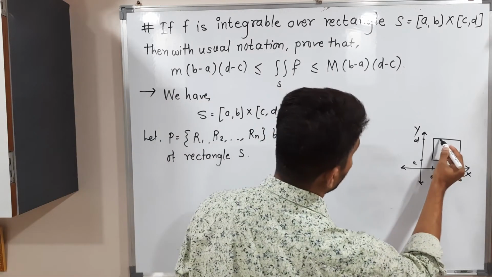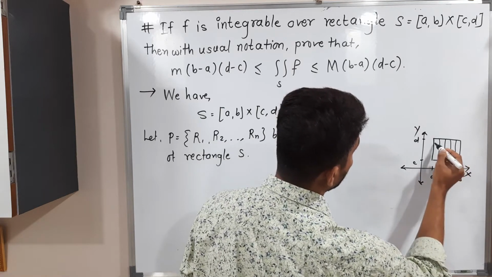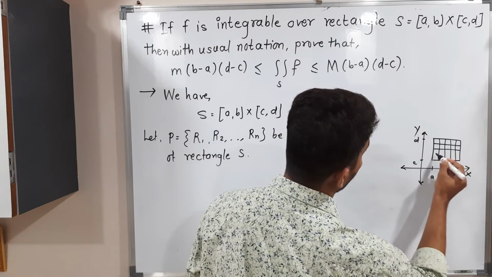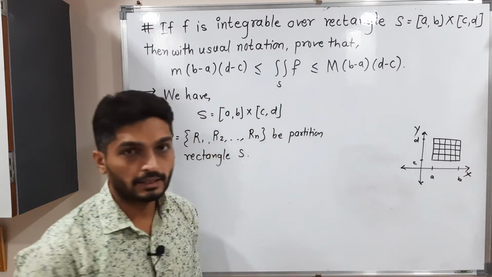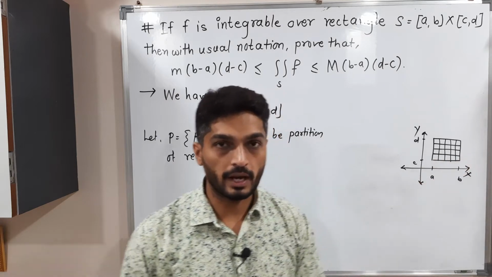That means we are taking a partition of this rectangle like this. This rectangle is further divided into some sub rectangles, so we are calling them R1, R2, R3, R4, and in this way we have them.